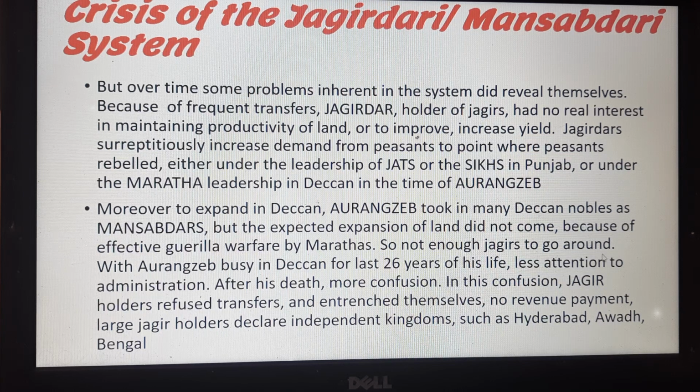So there were not enough Jagirs to go around. Aurangzeb was busy in the Deccan for the last 26 years of his life, giving less attention to administration. After his death, there was more confusion.